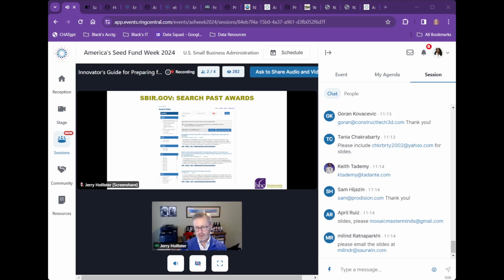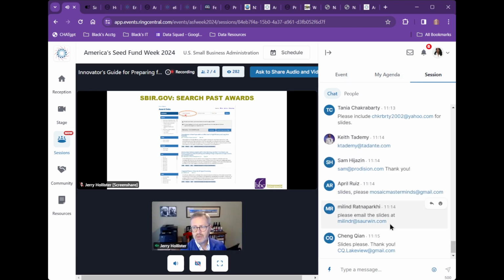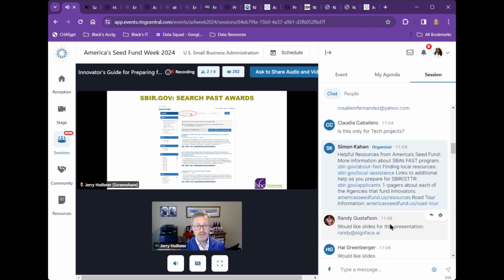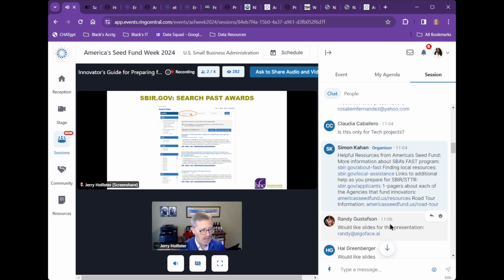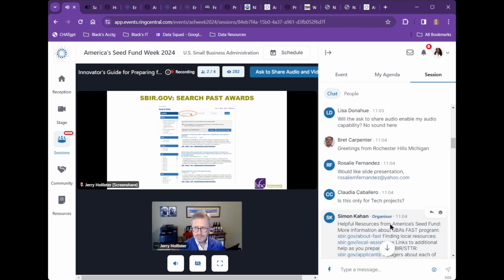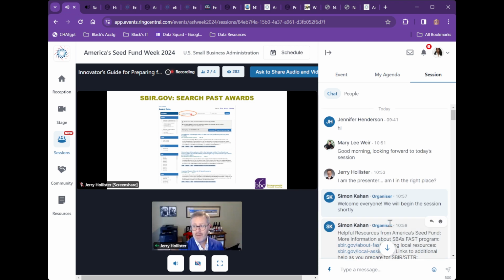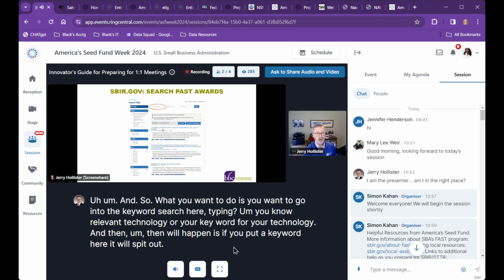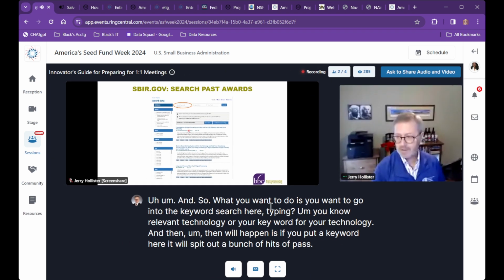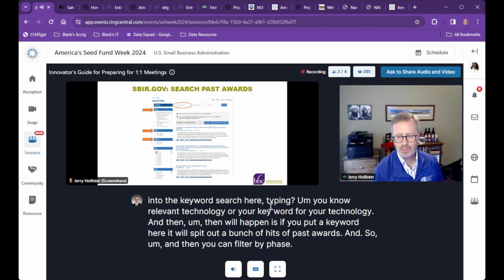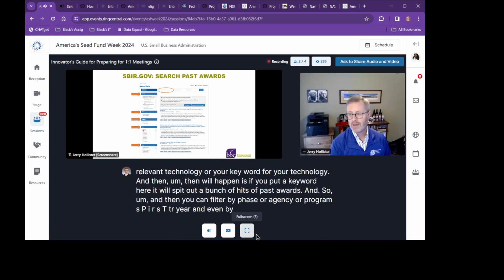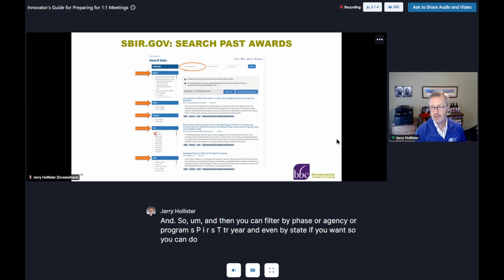And so what you want to do is go into the keyword search here and type in a relevant technology or keyword for your technology. Then what will happen is it'll spit out a bunch of hits of past awards. And then you can filter by phase, agency, program, SBIR, STTR, year, and even by state if you want. So you can narrow down the search results.